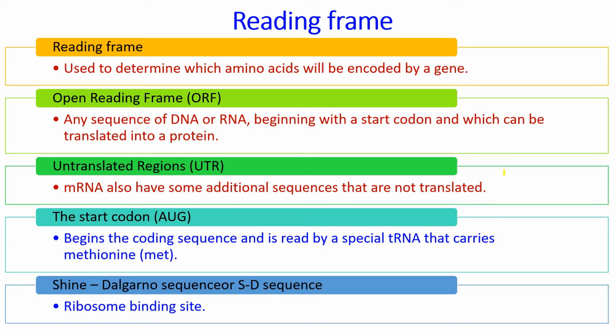Then the untranslated region. mRNA sometimes also has additional sequences that are not translated. The start codon AUG begins the coding sequence and is read by a special tRNA that carries methionine. Methionine is the amino acid. Then the SD sequence, the Shine-Dalgarno sequence, is the ribosomal binding site. This is about the reading frame.